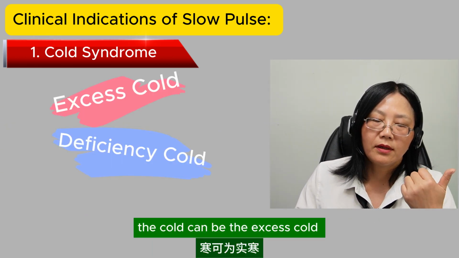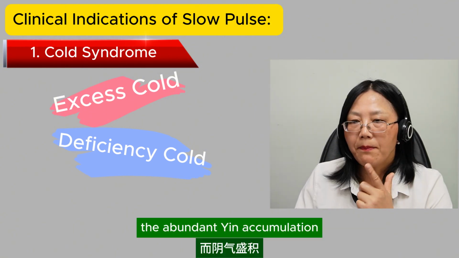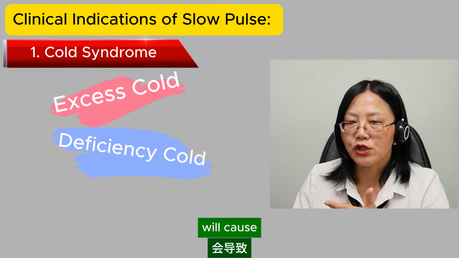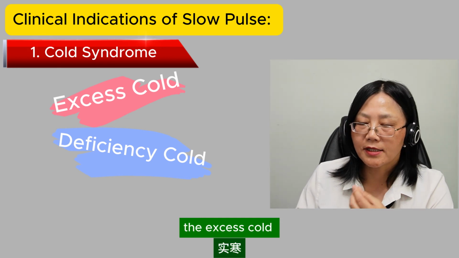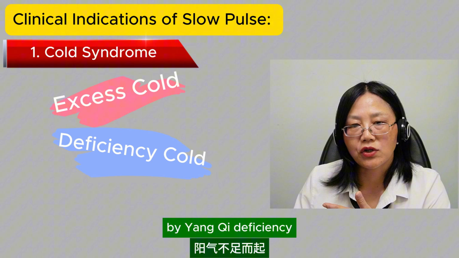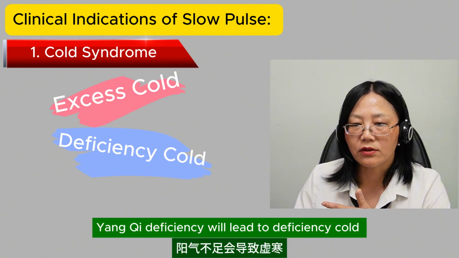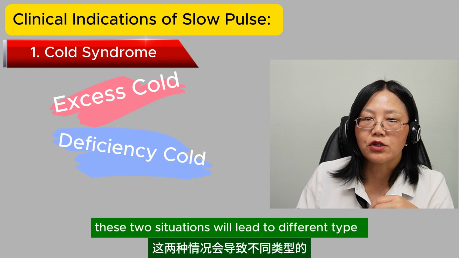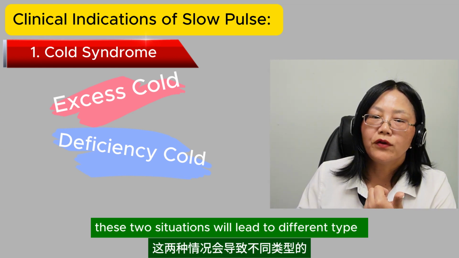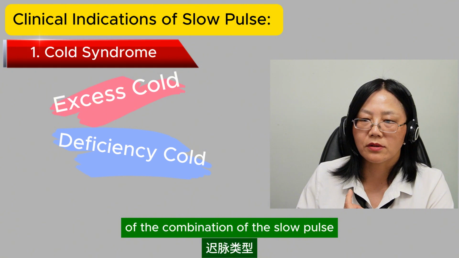The cold can be excess cold and can be deficient cold. The abundant yin accumulation will cause the excess cold. Deficient cold is caused by yang qi deficiency. Yang qi deficiency will lead to deficiency cold. These two situations will lead to different types of combination of the slow pulse.